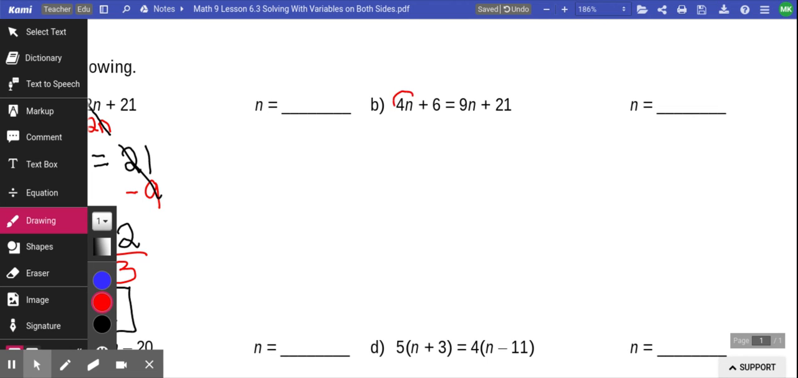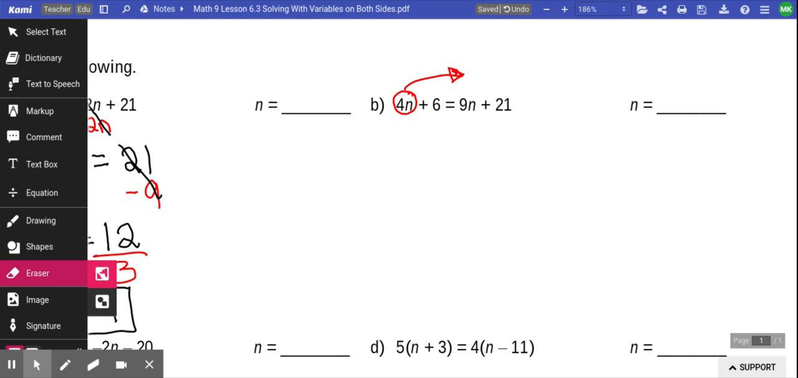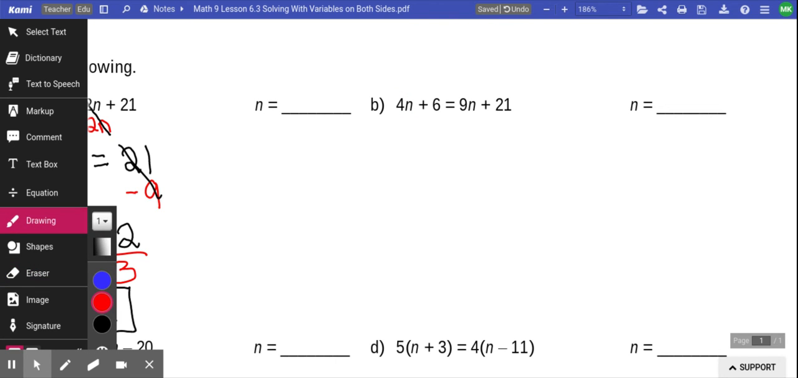So this 4n has less than the 9n, so I'm going to try to move that 4n to the other side of the equation somehow. The way we do that is by using opposite operations. That is a plus 4n, so I need to subtract 4n from both sides. And that's how I move my letters from one side to the other.